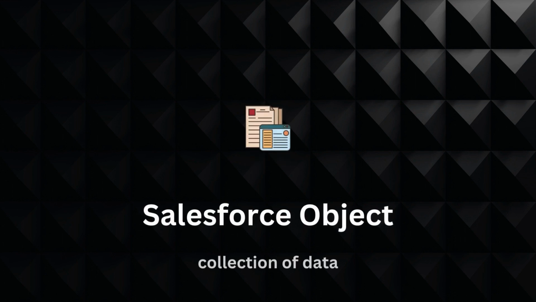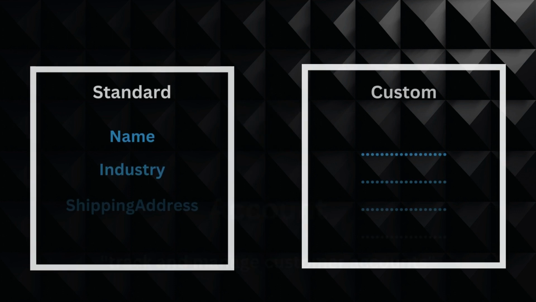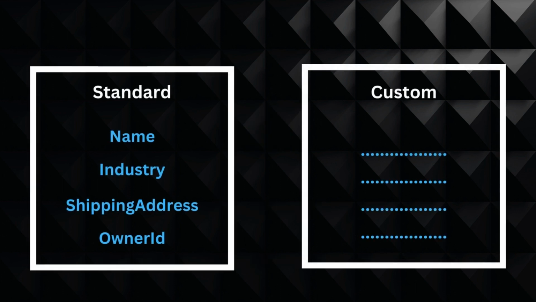In Salesforce, an object is a collection of data that is used to store and manage information. The account is a specific type of object that is used to track and manage customer accounts. So, what information is stored in the account object?